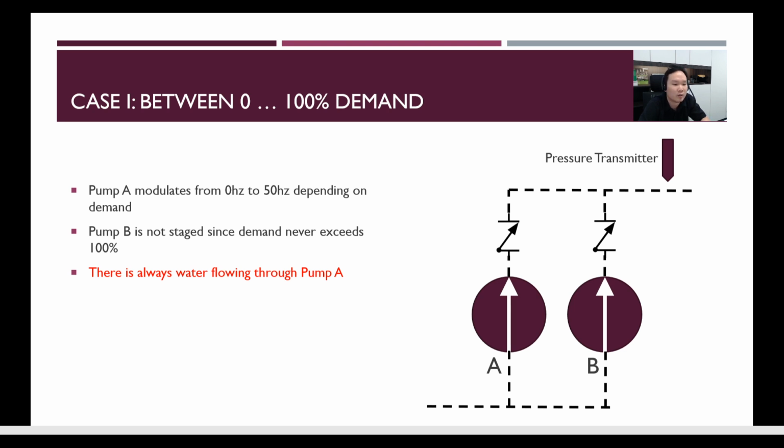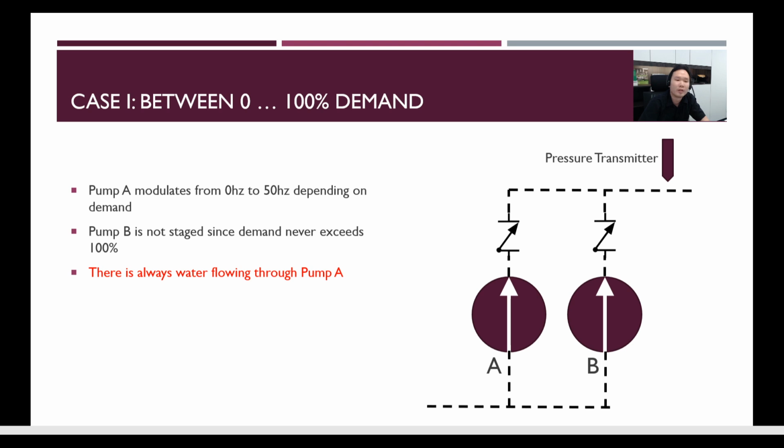So there is always water flowing through pump A. We are very concerned about water flow through pumps, because when there's no water in the pump and the pump starts operating without water in it, bad things are gonna happen.